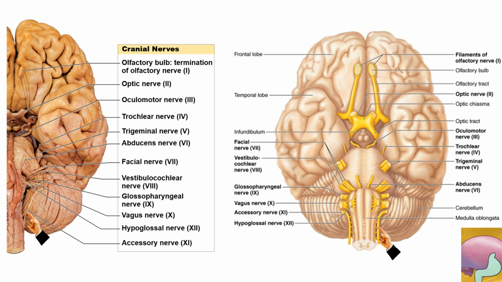Cranial nerve 11, the accessory nerve. Located on the lateral medulla and spinal cord, it controls neck and shoulder muscles. Cranial nerve 12, the hypoglossal nerve. Located medially on the medulla, it is motor for tongue movement.